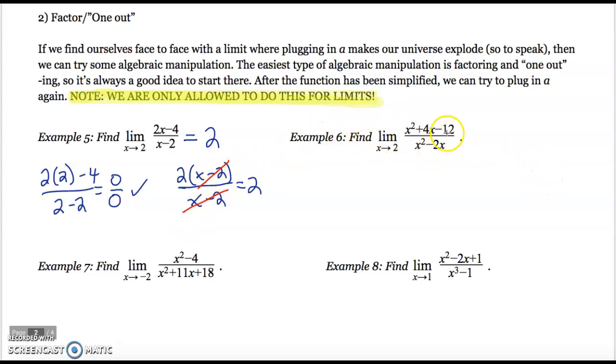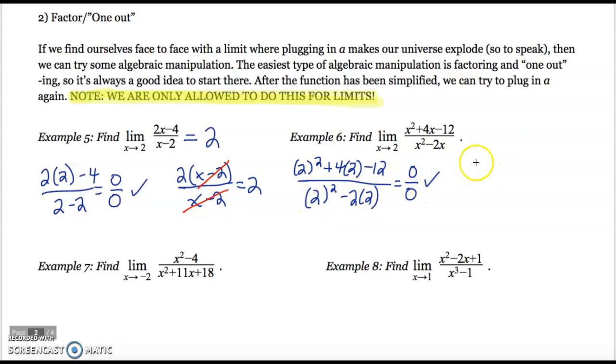Let's go ahead and try this next example. So of course the first thing we always try is to actually just plug in 2. So we do 2 squared plus 4 times 2 minus 12 over 2 squared minus 2 times 2. So then I end up with 0 over 0 still, because you got 4 plus 8, which is 12, minus 12, which is 0. And then down here you have 4 minus 4. Okay, so now I know I can try to factor here instead.